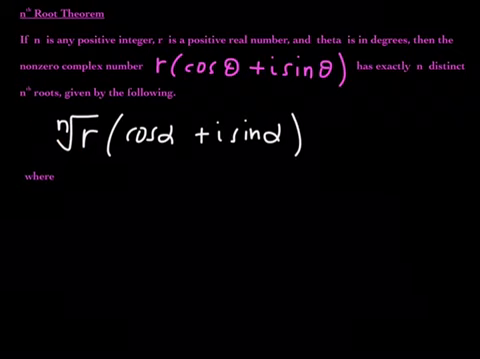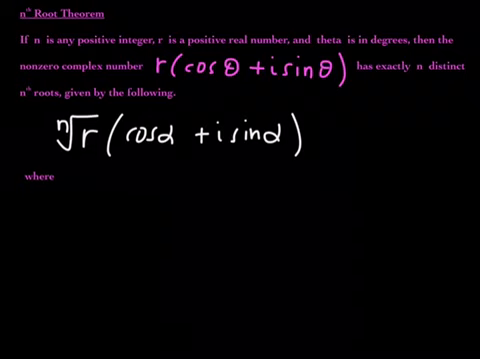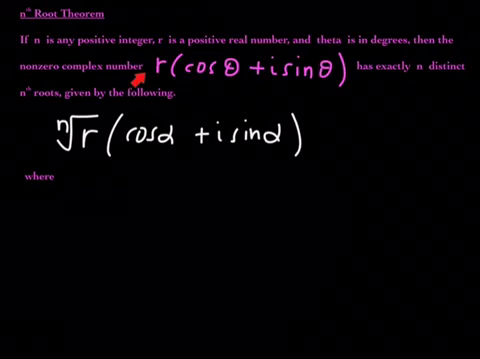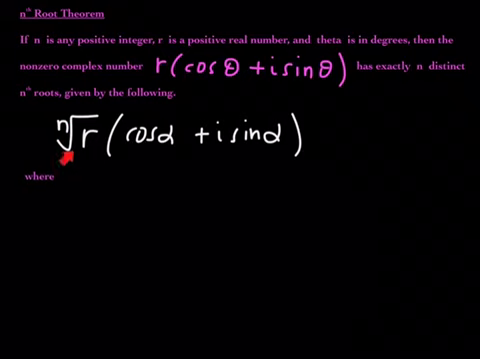In other words, see here, this r value, this absolute value or modulus: if you're looking for the square roots, then you're just going to take the square root of r. If you're looking for the cube roots, you're going to take the cube root of that value r. If you're looking for the fourth roots, then you're going to take the fourth root of that modulus r, and so forth. So this gives you the absolute value or the modulus of your nth roots.